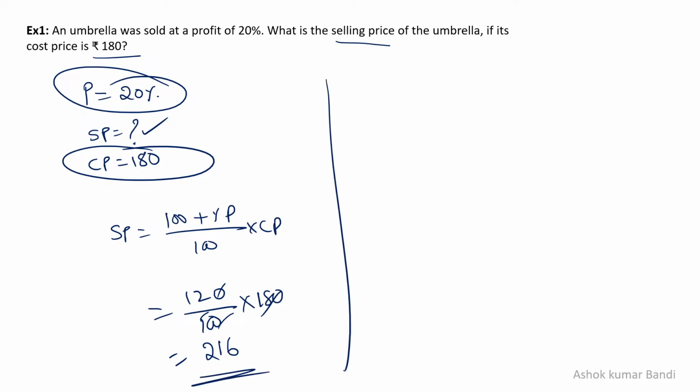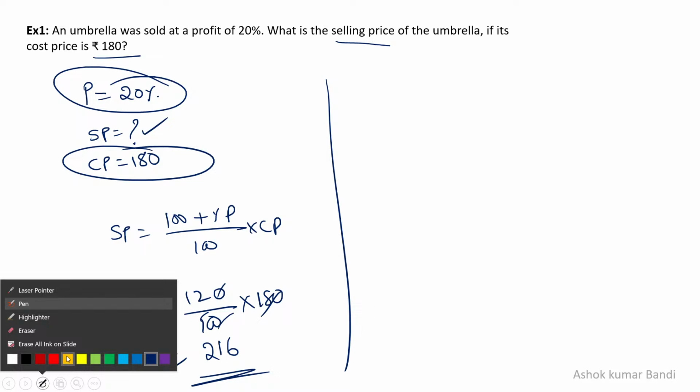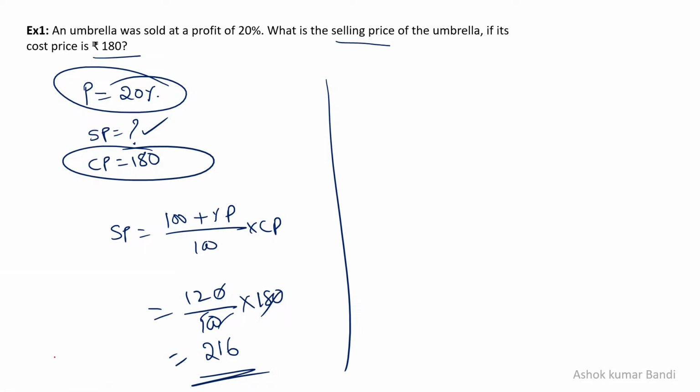But my suggestion is, don't use these kinds of formulas in the examination. It's going to take a lot of time. The easiest way to solve these kinds of problems, irrespective of the question, is to always take CP equal to 100. Then do the problem on this CP. For example, let us take my CP equal to 100. How much profit am I getting here?